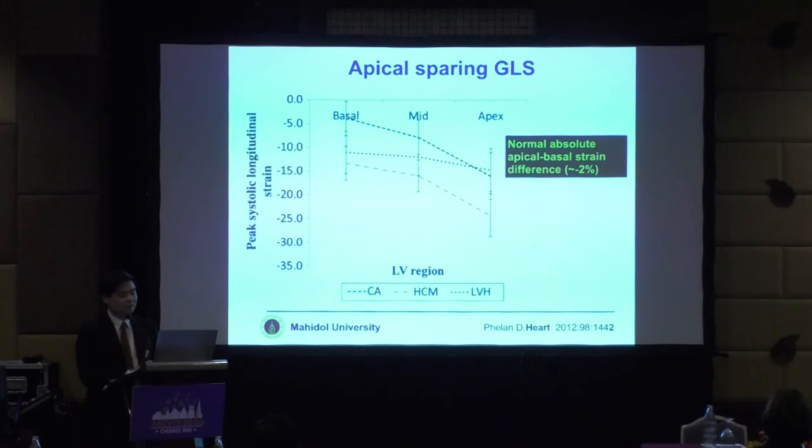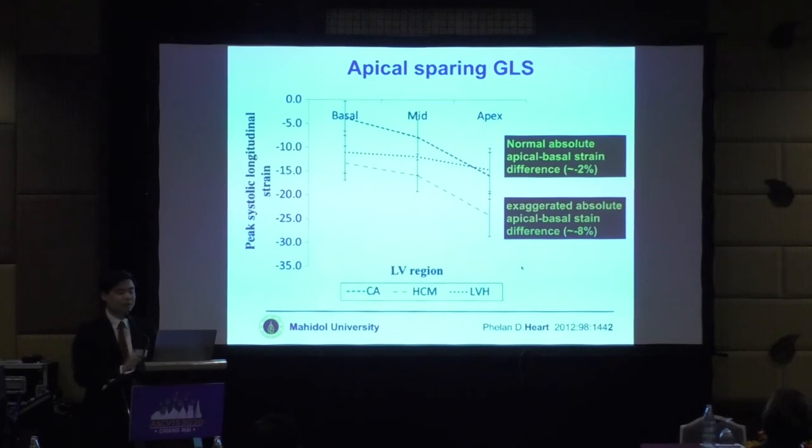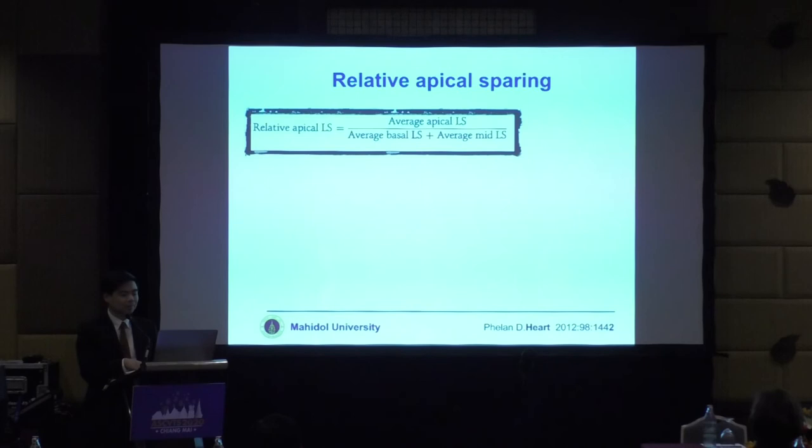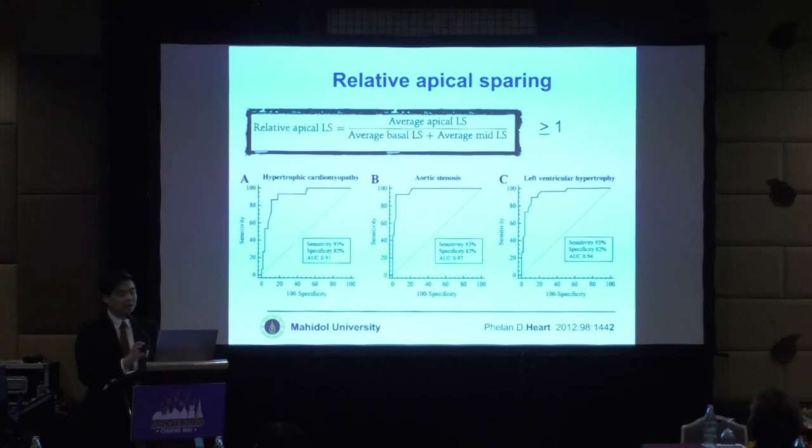The definition of the apical sparing pattern is when you have an exaggerated absolute apical-basal strain difference. Normally we can have an apical to basal strain difference of about minus 2%. But in the case of cardiac amyloidosis, the average of this difference is around 8%. To calculate the relative apical sparing index, you need the average apical longitudinal strain divided by the average basal longitudinal strain plus average mid-longitudinal strain. If this index is over 1, it has very good power to differentiate amyloidosis from hypertrophic cardiomyopathy or aortic stenosis.